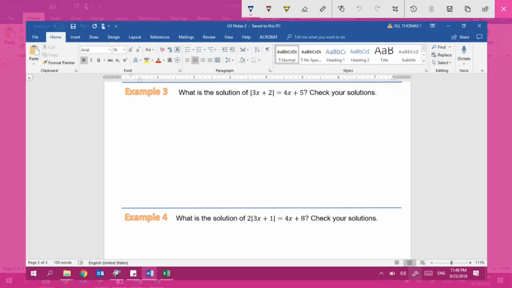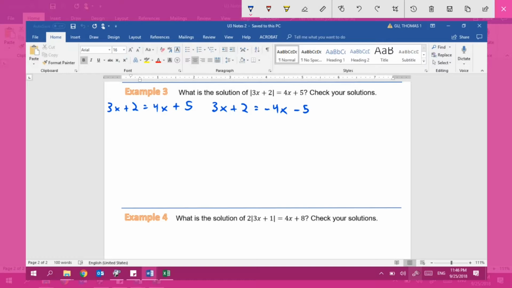So watch this. 3x plus 2 equals 4x plus 5. That's the positive version. Now for the negative version, 3x plus 2 equals, we're going to put the negative sign on every term. So it's going to be equals negative 4x minus 5. You see that negative goes to everything.